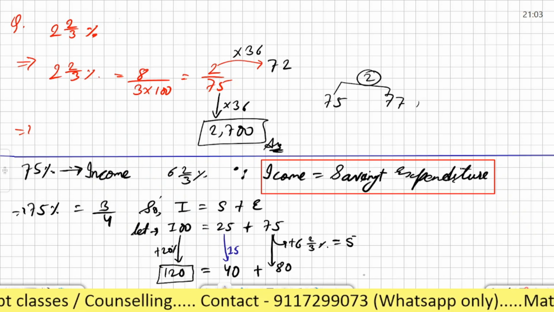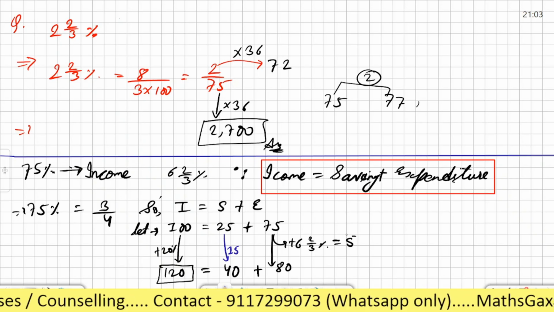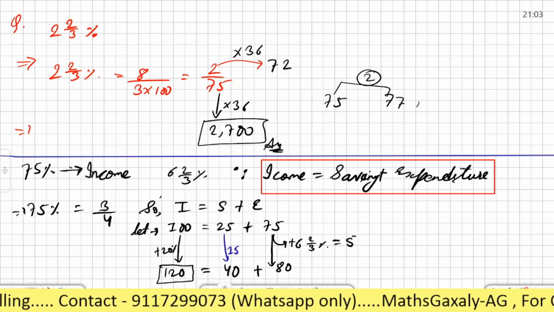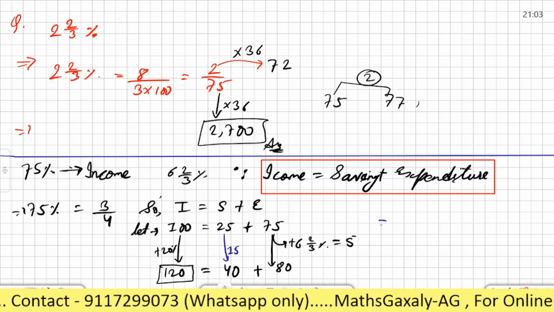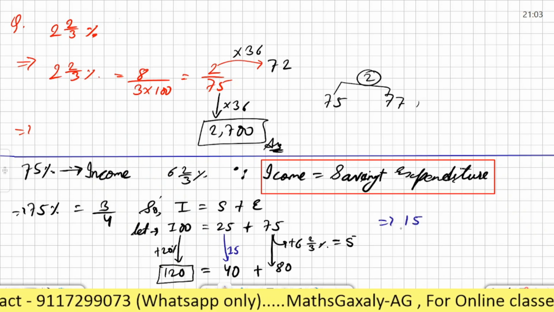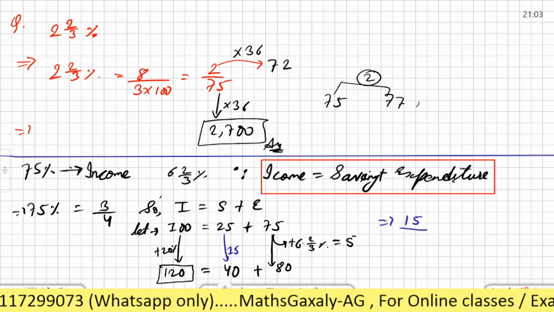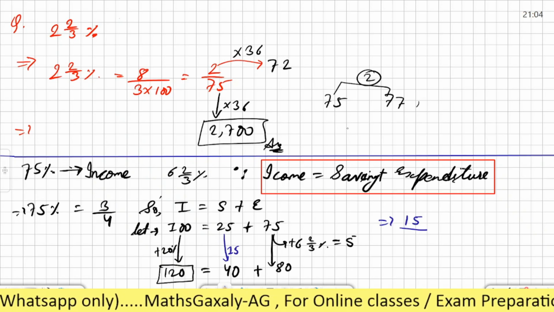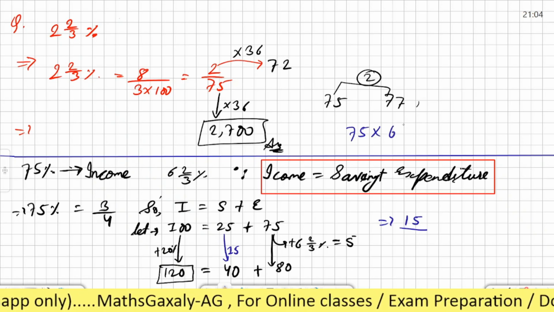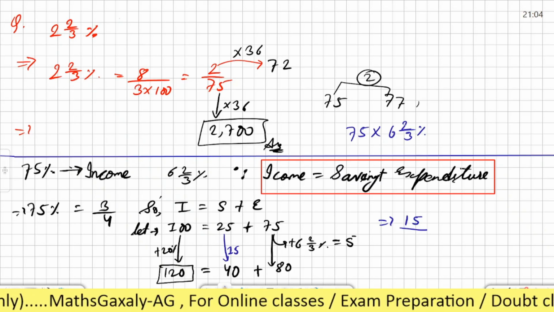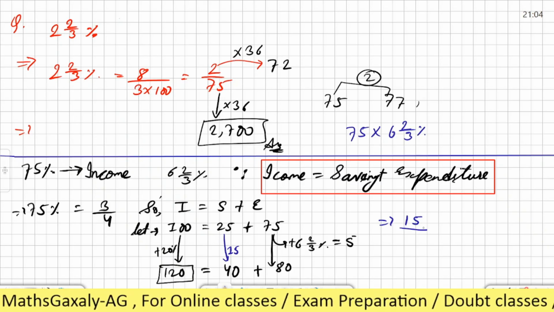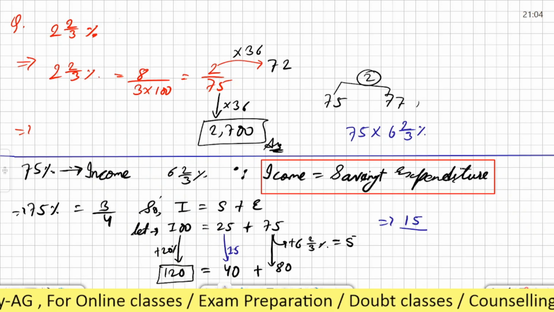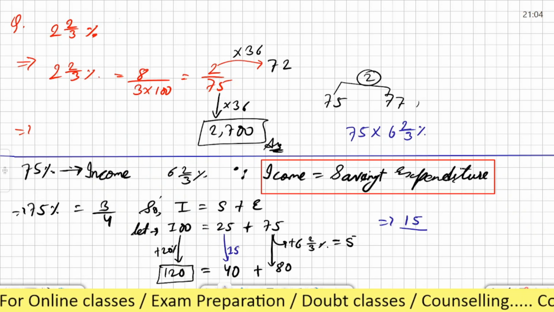You can also write these things step by step. I am skipping the steps here just to explain the concept. You can do this one by yourself. Sir, how did 6 whole 2 by 3 become 5? It is 6 whole 2 by 3% of 75, that is 75 into 2 by 3 over 100, so here it is 5. Saving has been increased by 15 rupees, or 15 units.